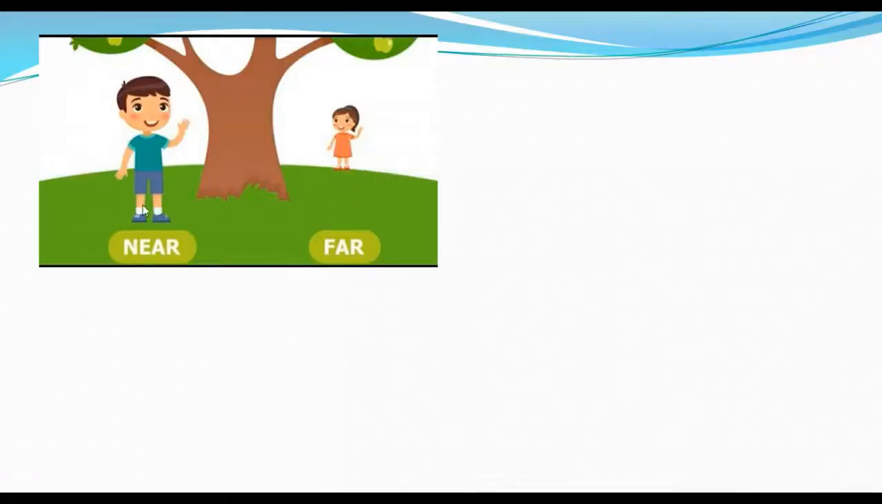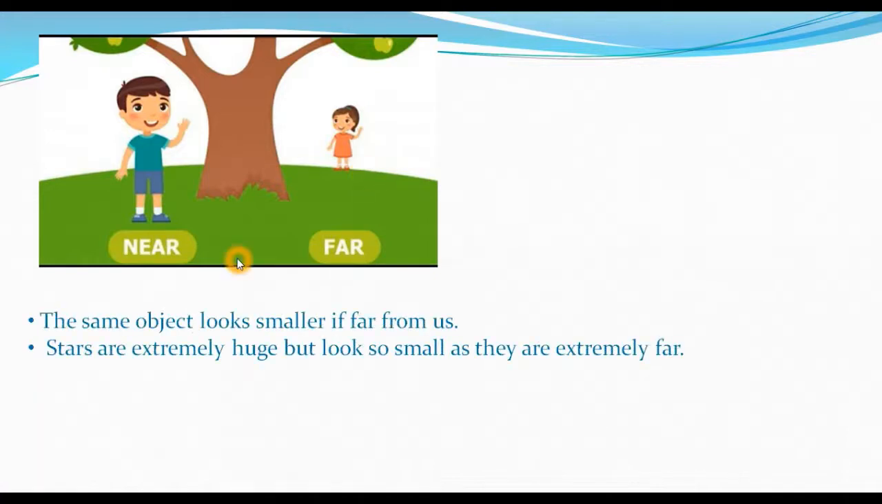Now, if you look at this picture, see this boy here and the girl here. This boy appears big in size and this girl appears small in size. What is the reason behind the difference in their sizes? Actually, this boy is near to us. That is why this boy appears big in size. And this girl is far from us and appears small in size. So, the same object looks smaller if far from us.